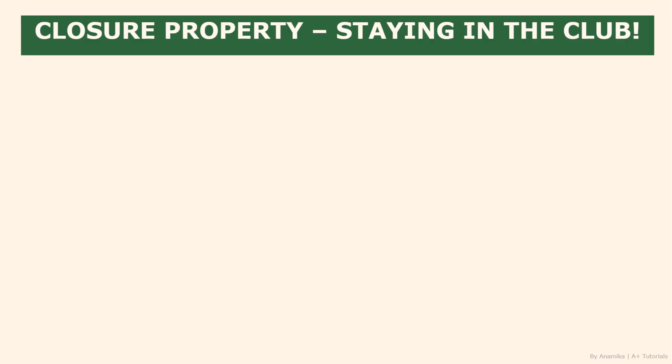This property checks if performing an operation on two rational numbers will always result in another rational number. Addition: 1 by 2 plus 3 by 4. If we take the LCM 4, we have 2 plus 3 divided by 4, which gives us 5 by 4. Is this a rational number? Yes. 5 by 4 is still in the club.